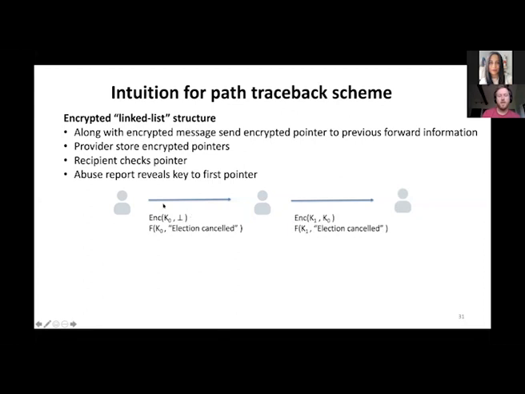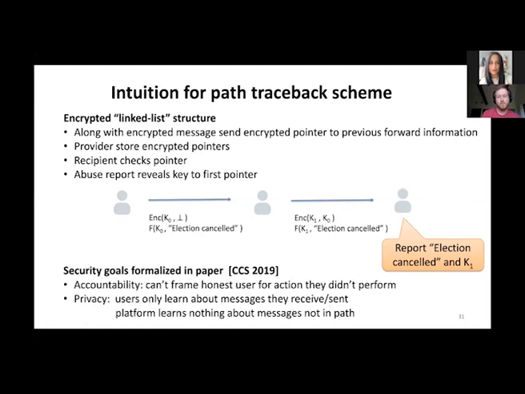The keys are actually shared between the sender and the recipient, but not given to the provider at this point. When someone downstream wants to report abuse, they report the message contents, and they also report their final key for this encrypted pointer abstraction. This allows the provider to confirm that this is what they had seen and was associated with this send, and also decrypt the key for the previous hop. And then they can chain backwards to keep going until they finish.